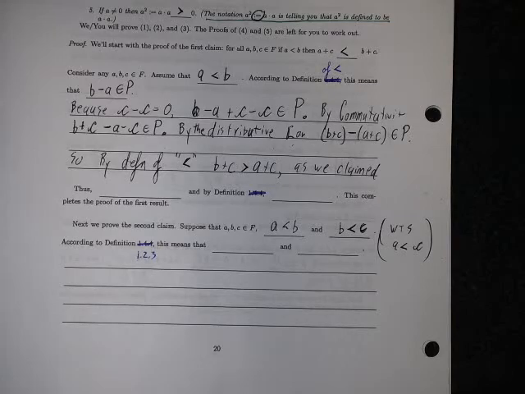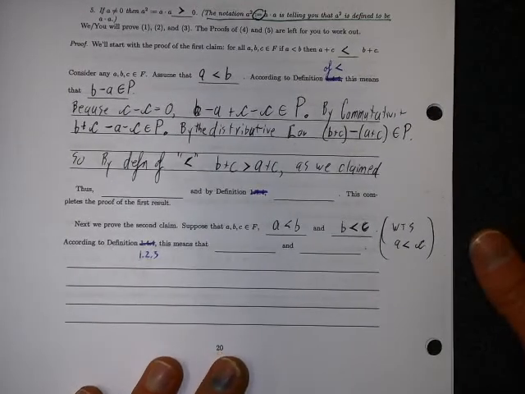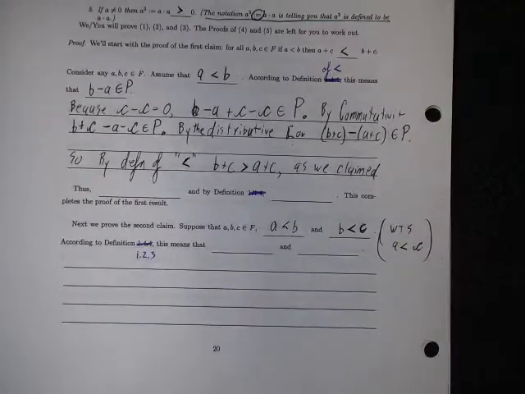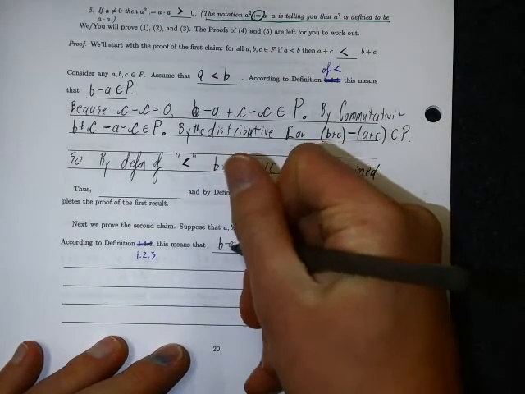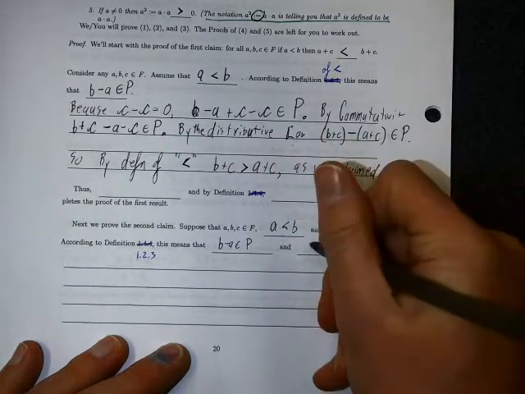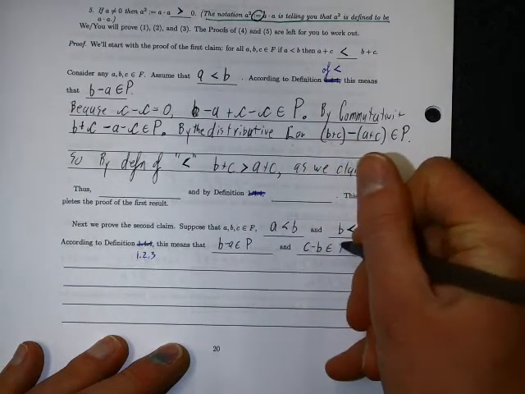Cool. So what sounded like some pretty good summaries of what the proof is. Let's talk through the proof. Let's suppose that A is less than B and B is less than C. What does that mean? B minus A is in P, and C minus B is in P. And I want to get that A is less than C eventually. So what should I do?